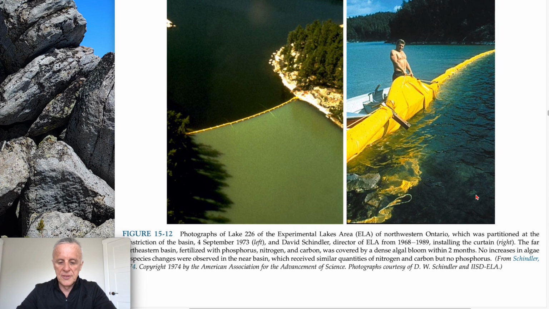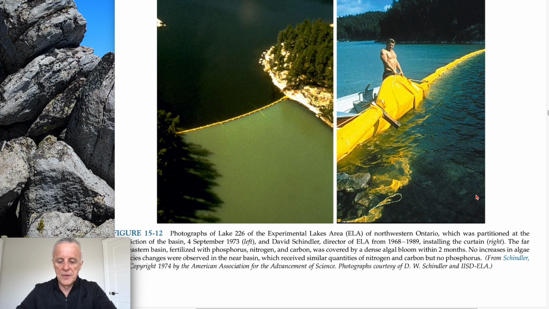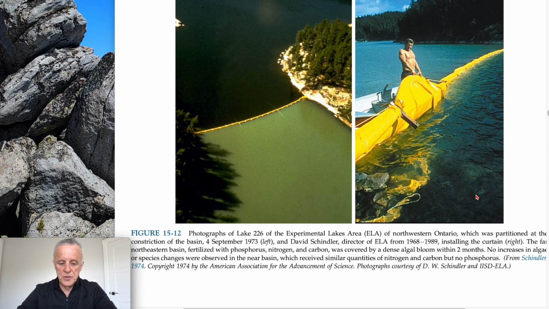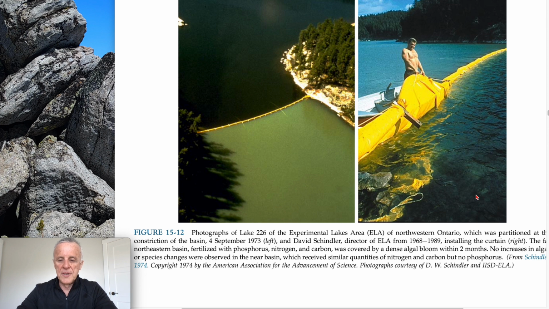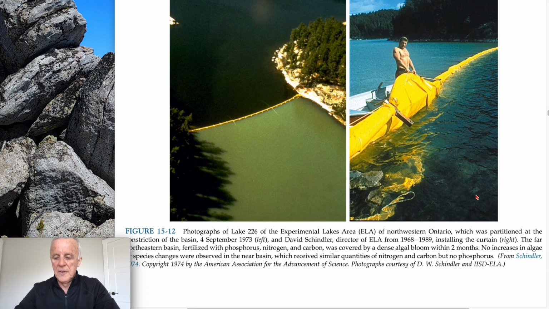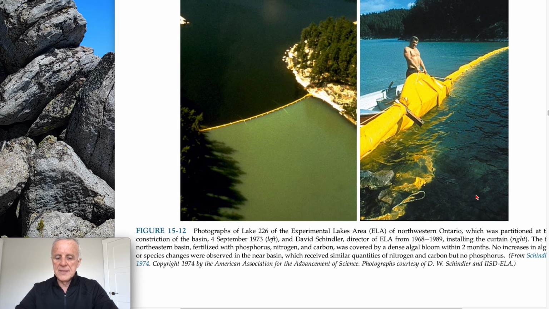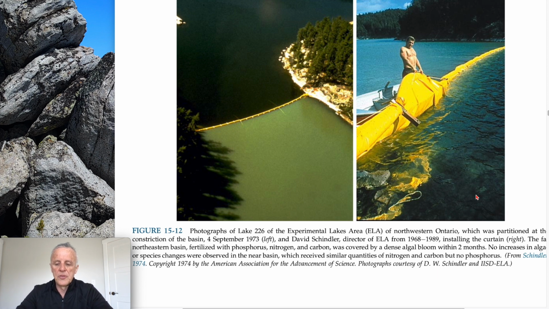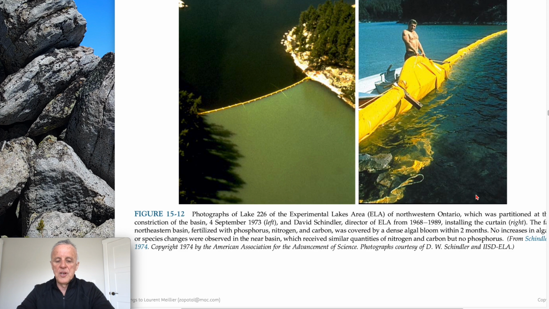Figure 15-12. Photograph of Lake 226 of the Experimental Lakes Area, ELA, of northwestern Ontario, which was partitioned at the construction of the basin on 4 September 1973, and David Schindler, director of ELA from 1968 to 1989, installing the curtain. He writes, "The far northeastern basin, fertilized with phosphorus, nitrogen, and carbon, was covered by a dense algal bloom within 2 months. No increase in algae or species change were observed in the near basin, which received similar quantities of nitrogen and carbon, but no phosphorus." So this is with nitrogen and phosphorus, this is with just nitrogen.